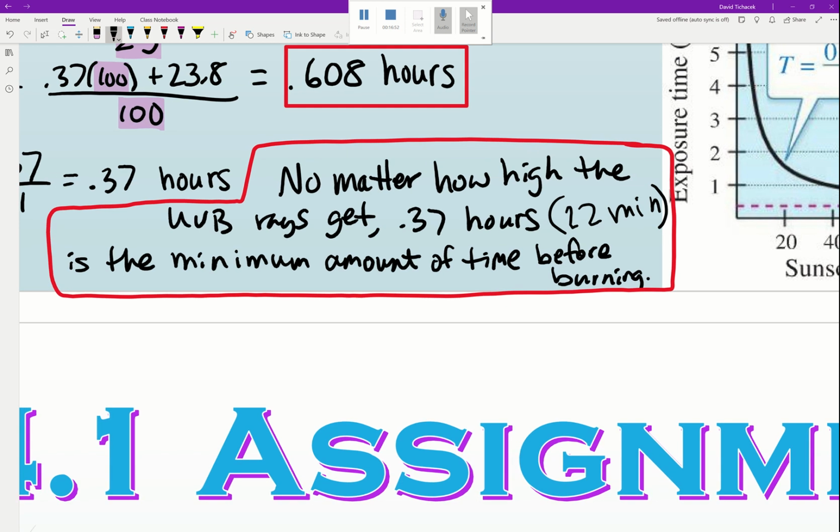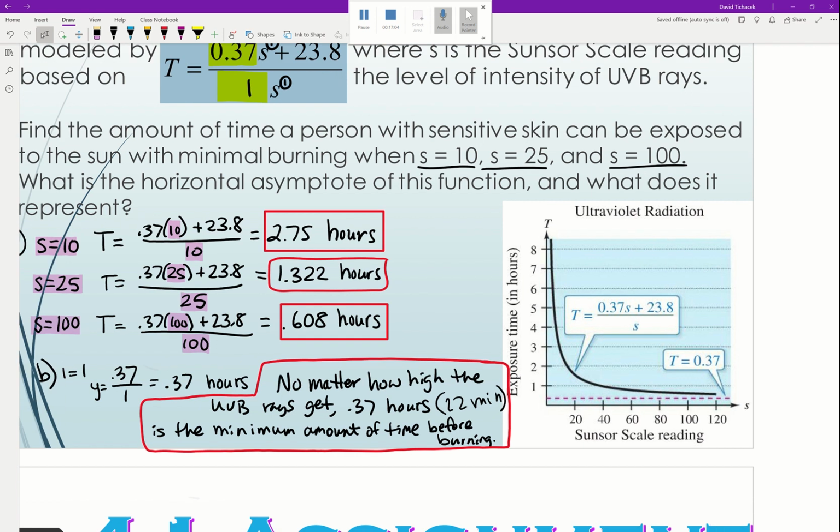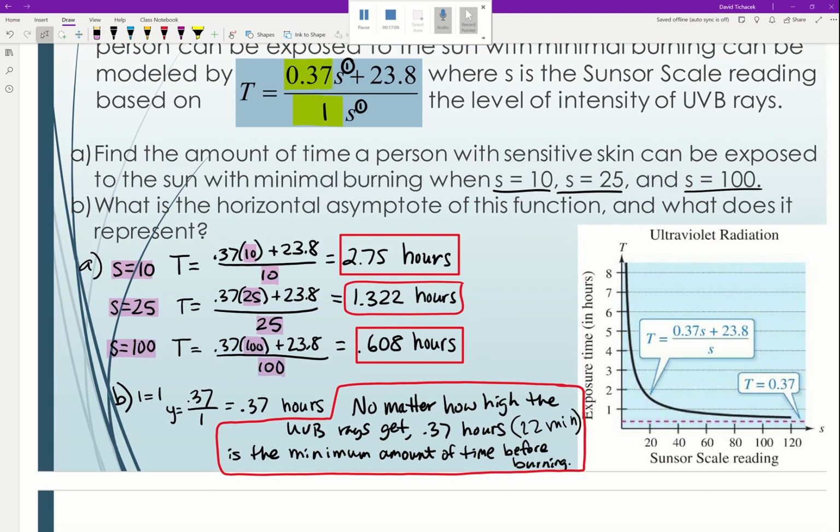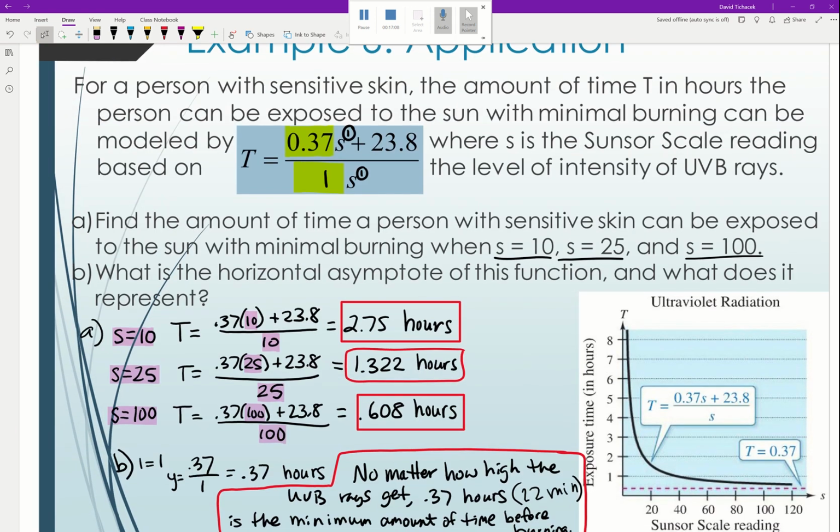And just interpreting that in the context of the problem here, it says no matter how high the UVB rays get, only 0.37 hours, which is going to approximately turn out to be about 22 minutes, is the minimum amount of time before you're able to get that sunburn, right? So again, whenever you're doing these practical application problems, it's just a matter of thinking about how you would dip it back into the techniques that we've demonstrated here in this video.